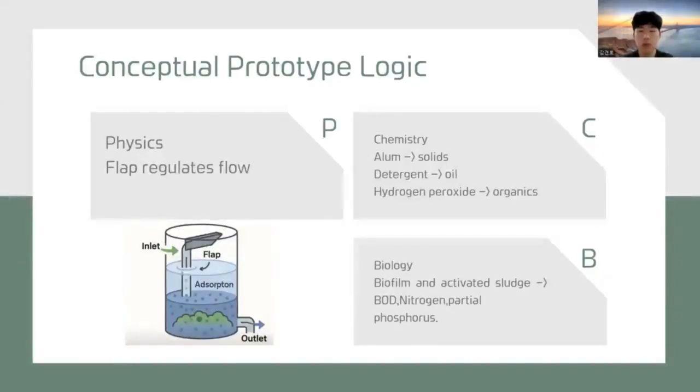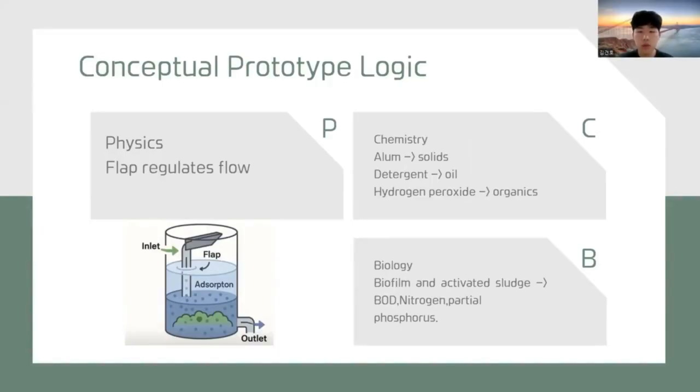The second is chemistry. Through actual experiments, we found that alum, a coagulant, was most effective for solids, detergent for oils, and hydrogen peroxide, an oxidizing agent, for organics. This utilized chemical mechanisms tailored to the characteristics of each contaminant.